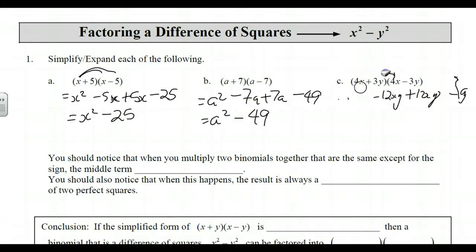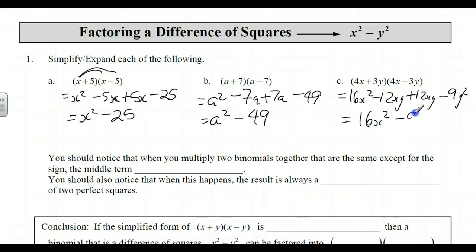And hang on, let me clean this up. Okay, 16x squared minus 12xy plus 12xy minus 9y squared equals 16x squared minus 9y squared.